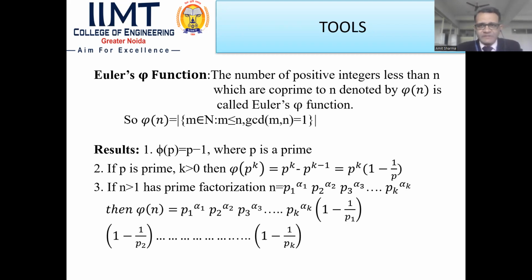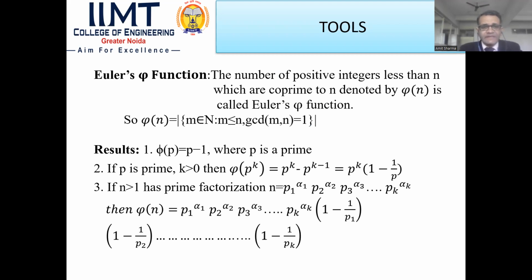Now we have some results. Number one, if p is a prime number, then phi p is equal to p minus 1. Second one is, if p is a prime, k greater than 0, then phi of p raised to power k is equal to p raised to power k minus p raised to power k minus 1, which is equal to p raised to power k into 1 minus 1 by p.